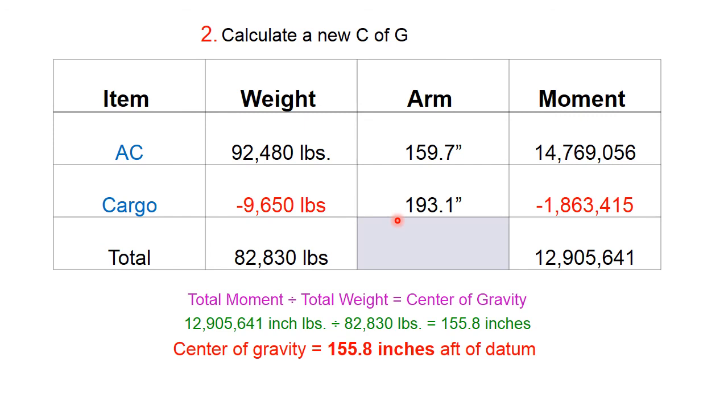Once we have those values, add them together to come up with a total moment, sum our weights to come up with a total weight, divide our total moment by our total weight to get our new center of gravity, expressed in inches from datum, of 155.8 inches.